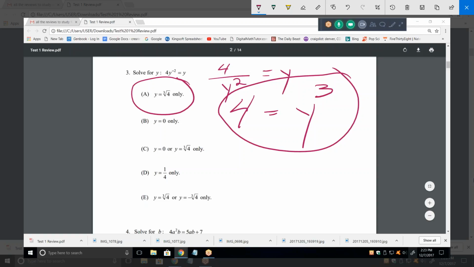Now, before we leave this problem, technically, C would work too, right? No, C wouldn't work. Because C requires y to be 0, and you cannot divide by 0. Furthermore, 4 divided by 0 is not 0. It's infinity. So that's definitely not a solution for 2 different reasons.